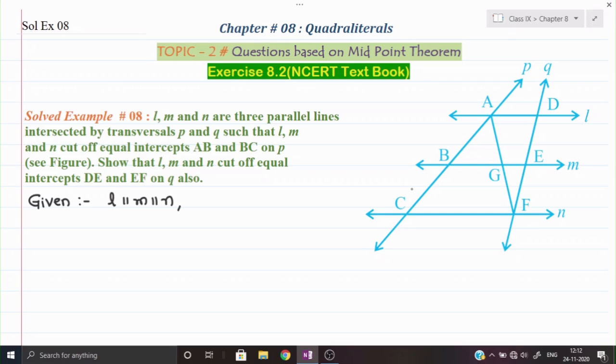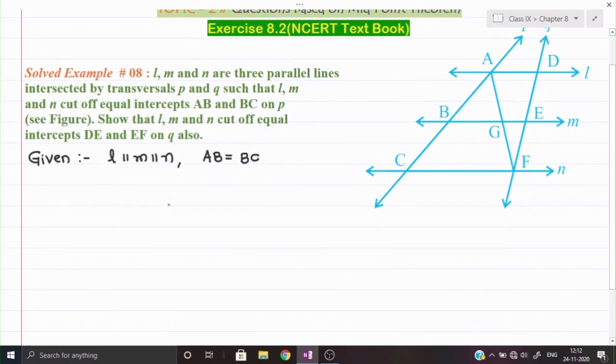In the question, we have given that AB and BC are equal. So here we have one more given, AB and BC are equal. Now what are they saying? Show that L, M and N cut off equal intercepts DE and EF on Q also. Means we have to show that the intercepts DE and EF are equal.